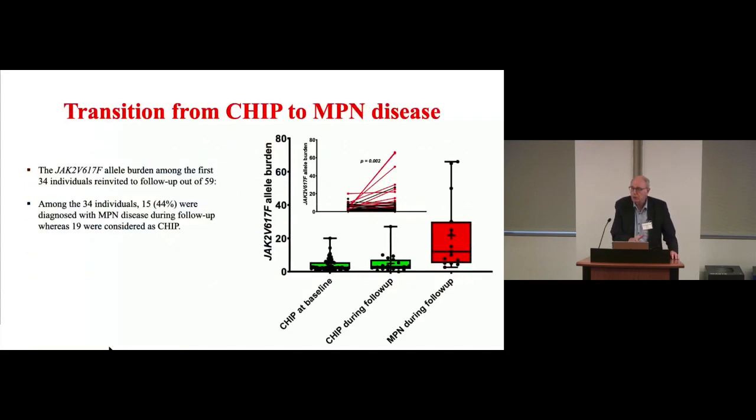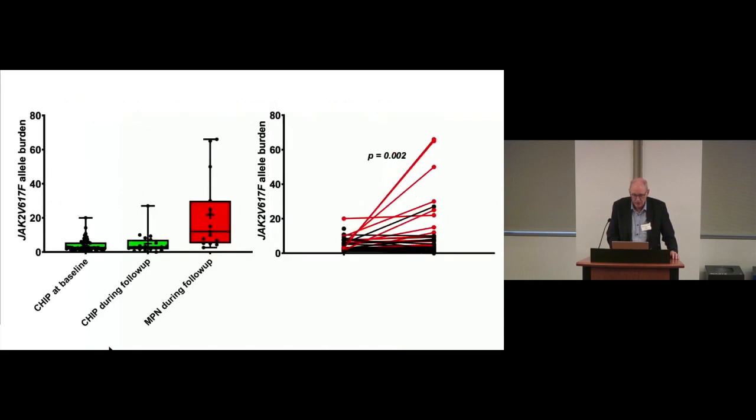Here I have just told you about what happens with our CHIP patients, and as you can see, some of them develop an increase in JAK2. It's much easier to see here on the right side. These are patients that have been followed for 7 to 8 years, and some of them develop MPNs.